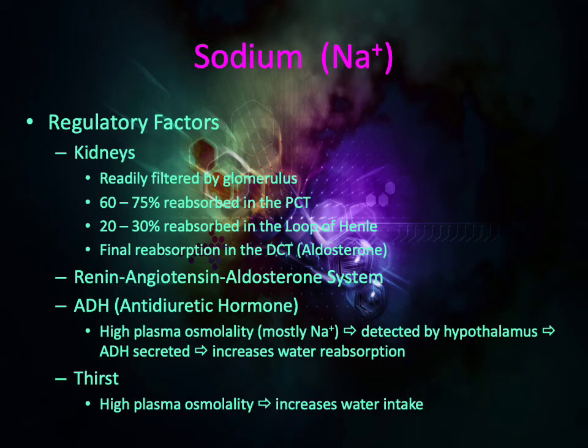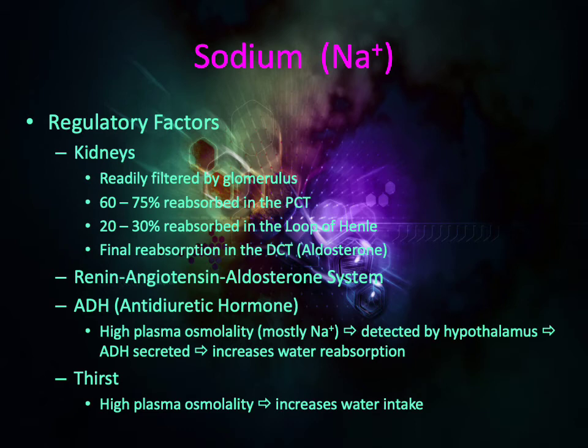Regulatory factors for sodium include the kidneys, the renin-angiotensin-aldosterone system, ADH, and thirst. In the kidneys, sodium is readily filtered by the glomerulus. In the PCT, about 60 to 75% is reabsorbed, while 20 to 30% is reabsorbed in the loop of Henle. Final reabsorption occurs in the DCT under the influence of aldosterone.